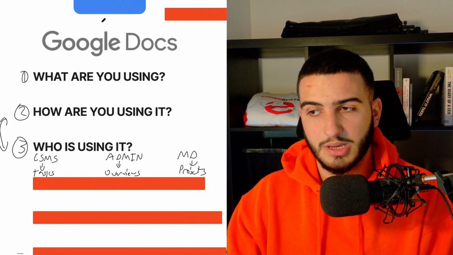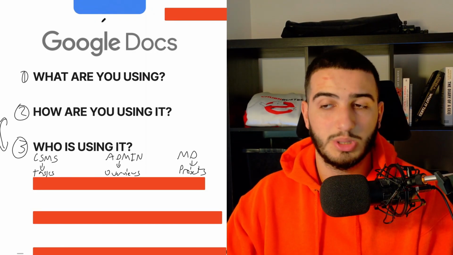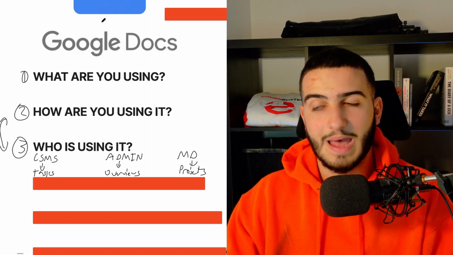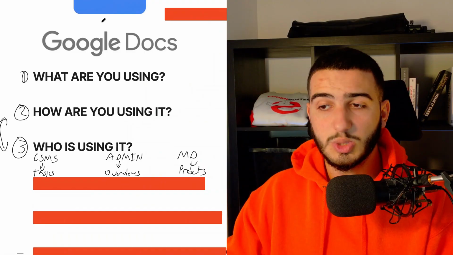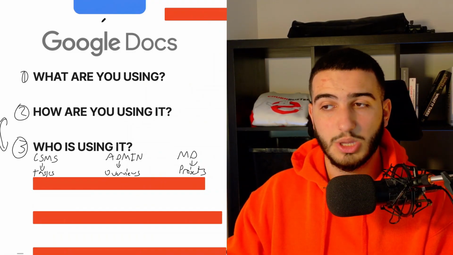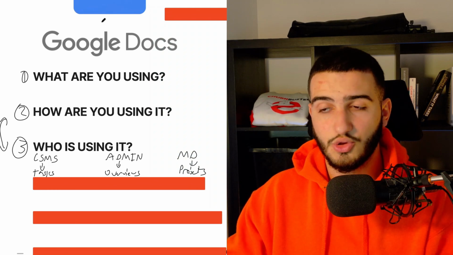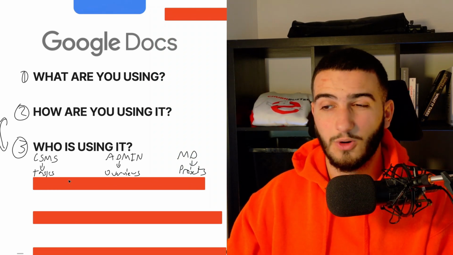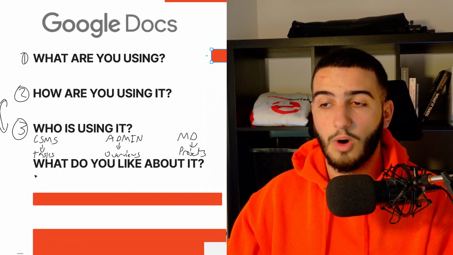You don't have to stick to this religiously, but at least I have an idea of who's specifically using my platform and how they're actually using it. You'll see this is going to become very valuable when we move on to stage 2 of actually planning out our user roles. So make sure you spend some time on this step. Once we have an understanding of what we're actually using, how we are using it, and who's actually using it, we can move on to the fourth step, which is figuring out what we like about it.